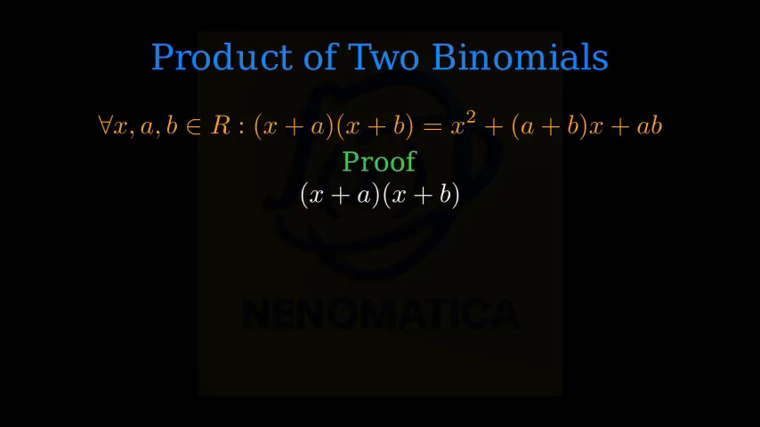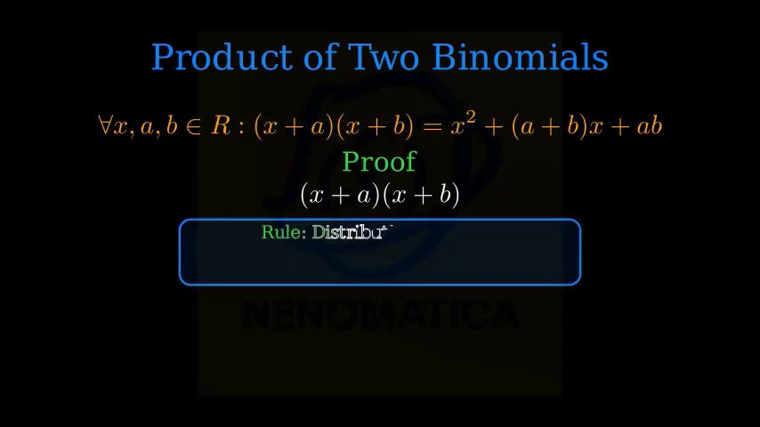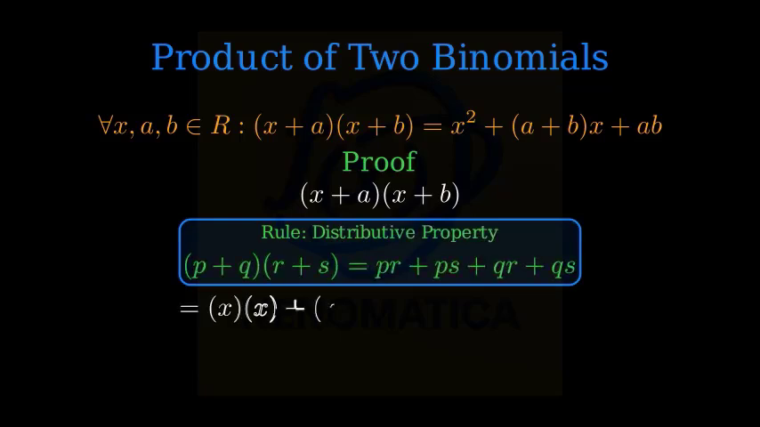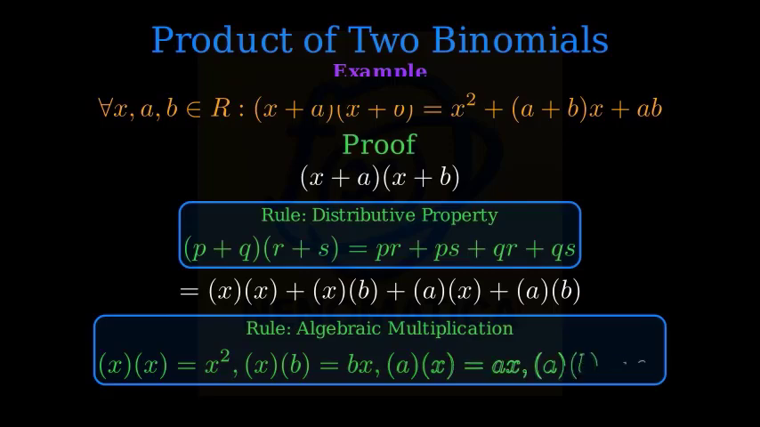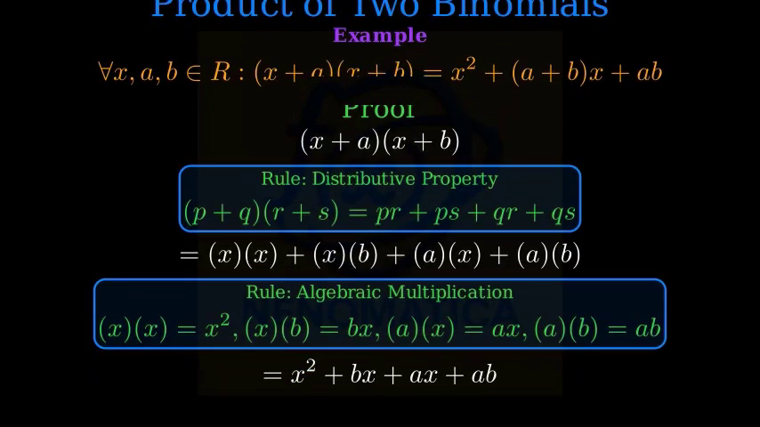We'll begin with the left-hand side of the equation, which is the product of the binomials x plus a and x plus b. For our first step, we'll apply the distributive property. This allows us to multiply each term in the first binomial by each term in the second binomial. For our second step, we'll simplify the products. X times x gives us x squared. X times b gives us bx. A times x gives us ax. And finally, a times b gives us ab.